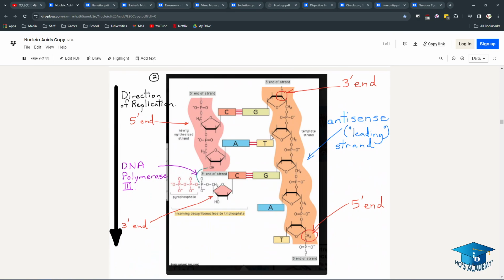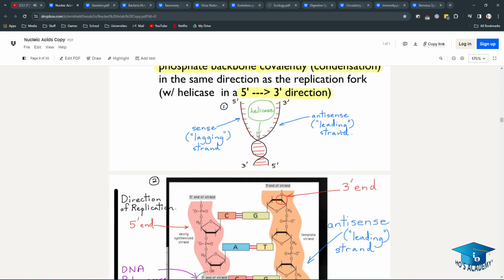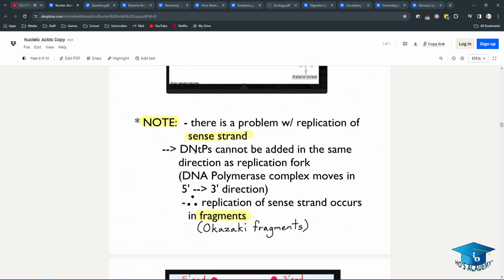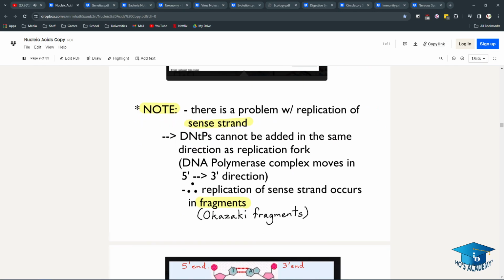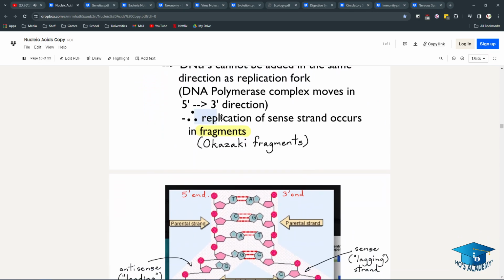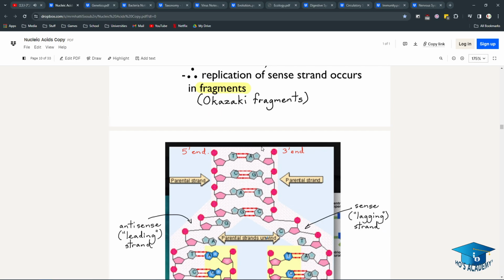So the antisense strand will keep building on and on, but notice how we haven't talked about the sense strand yet, because there is an issue. Since the sense strand is the 5' to 3' strand, you can't add in a 5' to 3'. That wouldn't be anti-parallel anymore. So Okazaki fragments are created instead. As dNTPs cannot be added in the same direction as the replication fork, replication of the sense strand occurs in fragments, known as Okazaki fragments, named after the Japanese couple that discovered them.